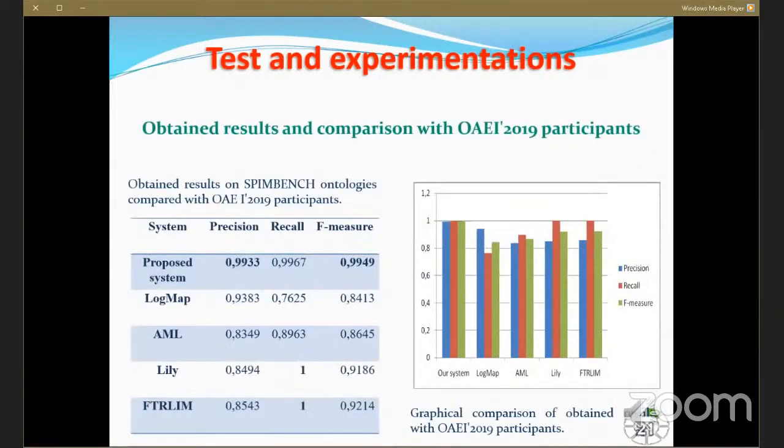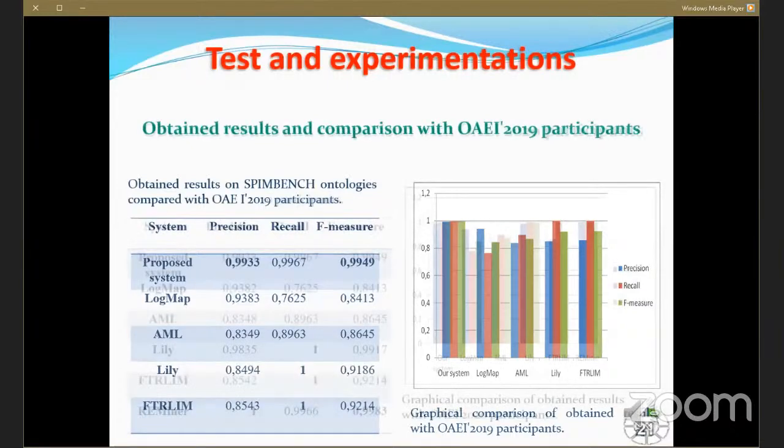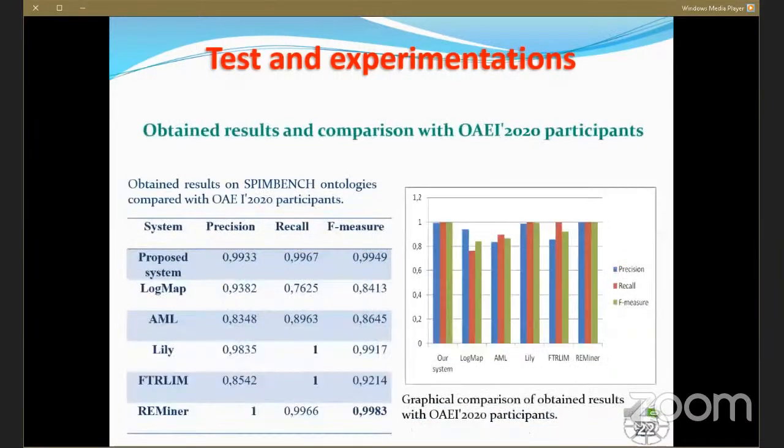By comparing these results with participating systems in Ontology Alignment Evaluation Initiative 2019, we found that our system outperforms all of them in F-measure score, and it gives very close results to the best performer, Raimer, in Ontology Alignment Evaluation Initiative 2020.